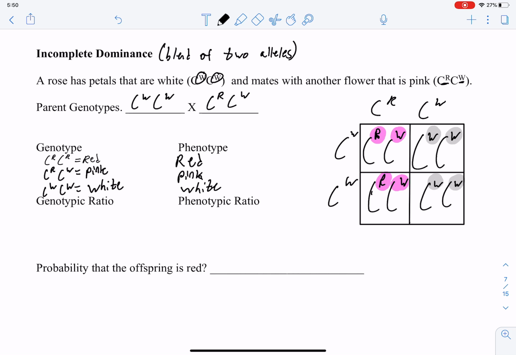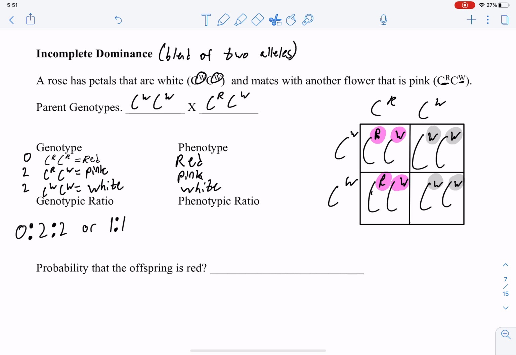So now we can get our ratio here. C^R C^R, that's going to be 0, right? There's none of those in our Punnett square. C^R C^W, we have 2 of. And then C^W C^W, we have 2 of. So our genotypic ratio is going to be 0 to 2 to 2, or you could just simplify that as 1 to 1. We just bring those down.